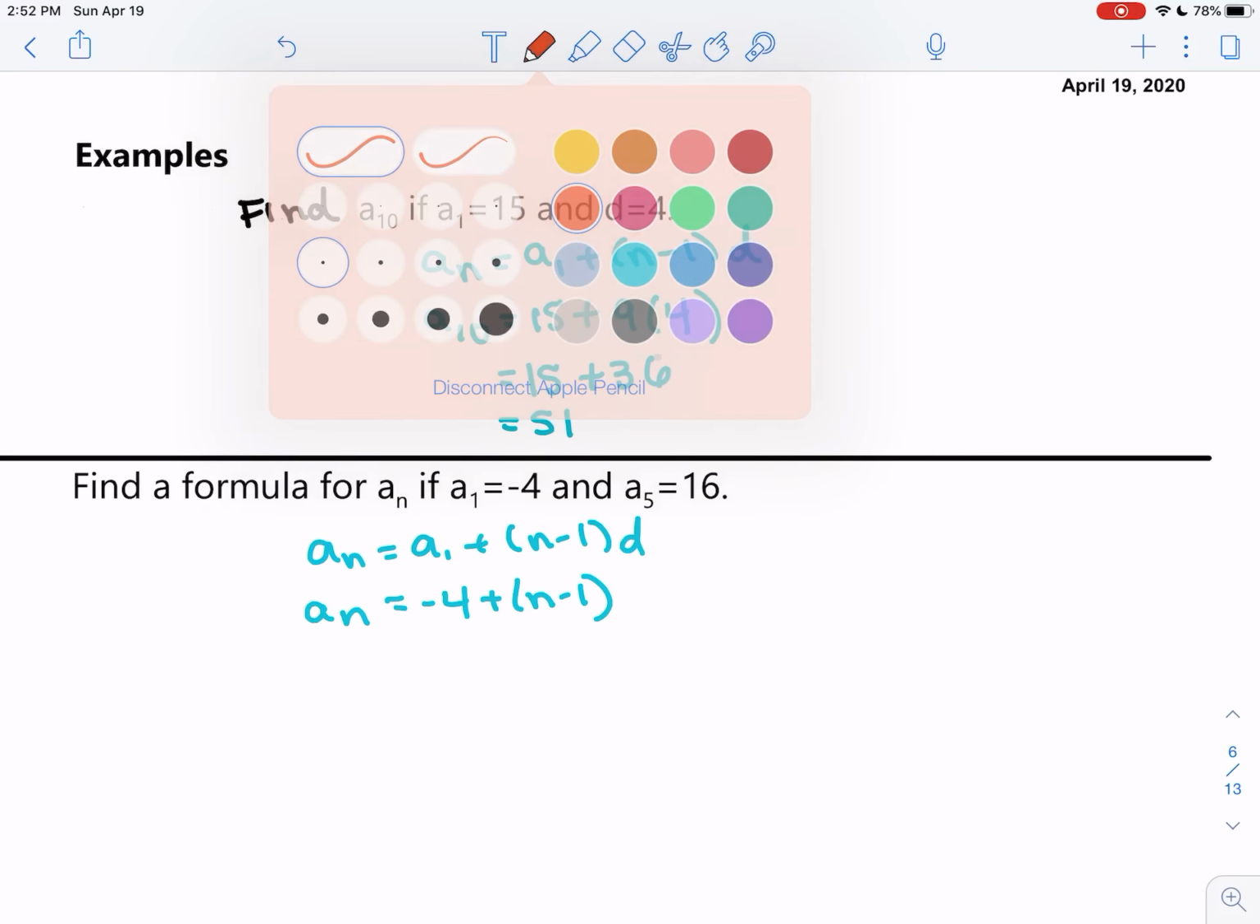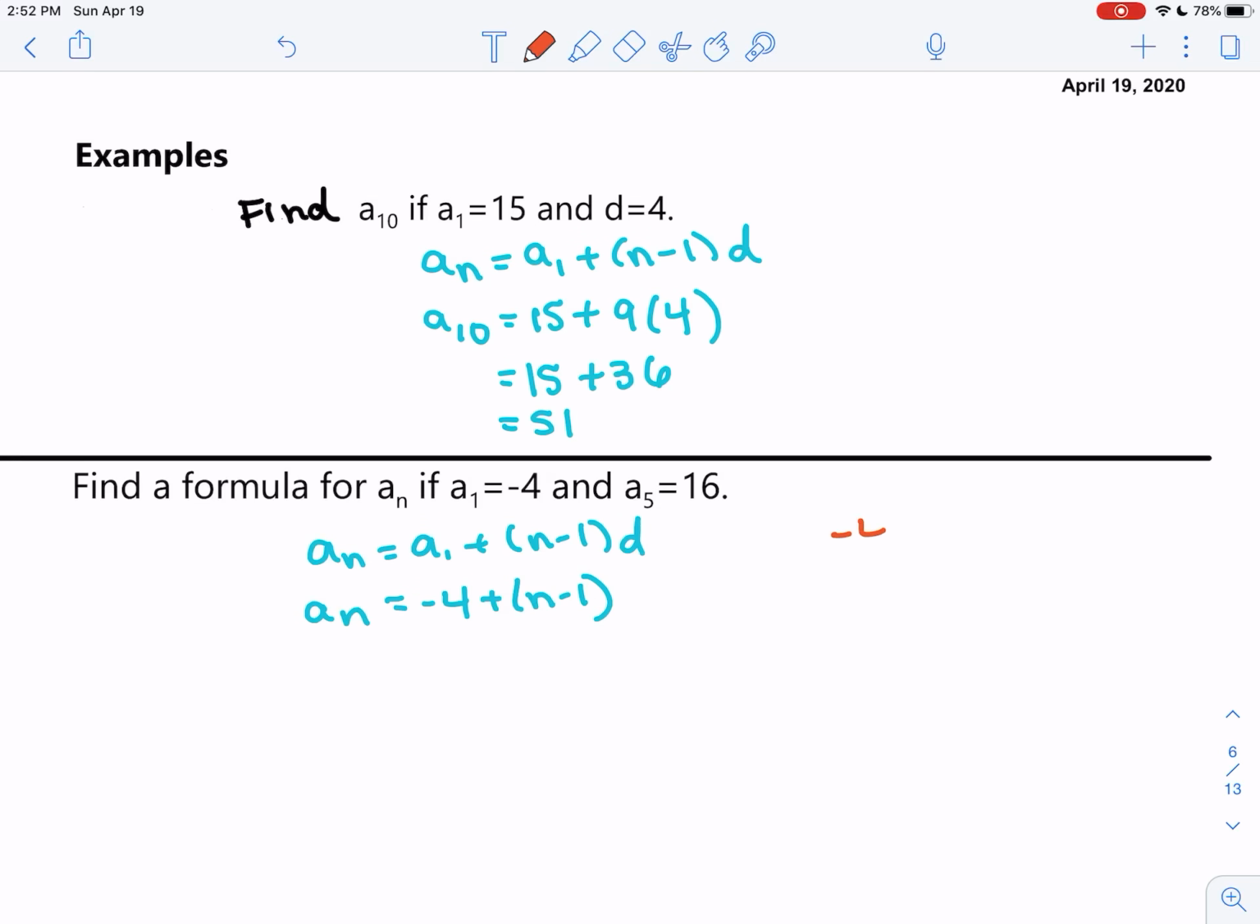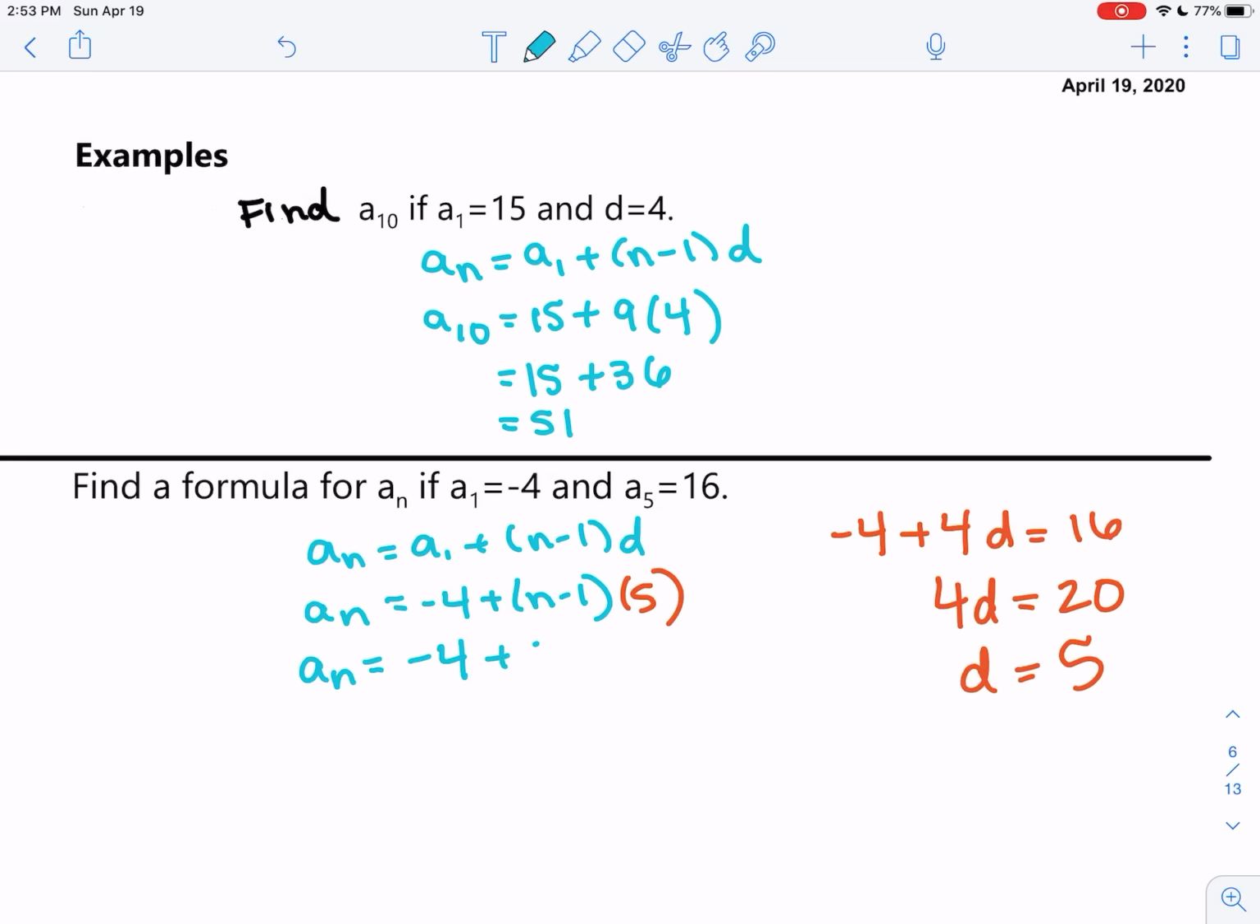So let's come over here to the side and sort of think about that. Let's take my first term, negative 4. How many times do I need to add D to get to my fifth term, which is 16? I would need to add my common difference 4 times, right? If I start at negative 4, I would need to add my common difference 4 times to get to the 5th term, okay? So if I want to solve for D here, I get that my common difference is 5, all right? So I'm going to plug in 5 for D, and there is a formula. Maybe we want to simplify it a little bit. So if I distribute that 5, here's a general formula for now any term in this sequence, okay?